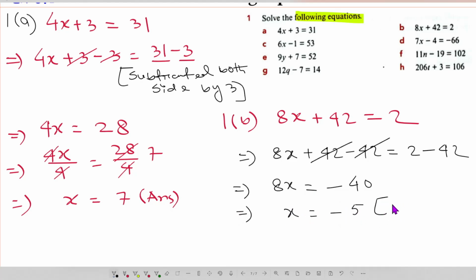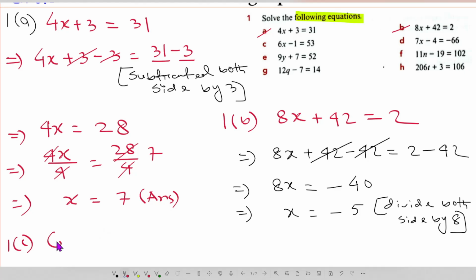We can write divide both sides by what? 8. 1c, a and b done.